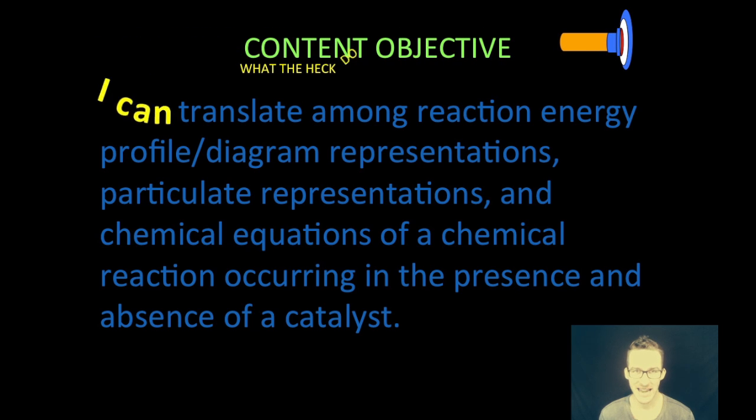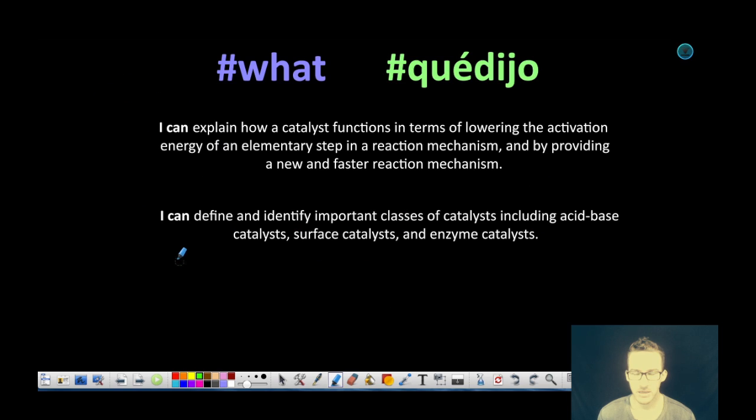It is Mr. Boylan, and today we are going to translate among reaction energy profile diagram representations, particulate representations, and chemical equations of a chemical reaction occurring in the presence and absence of a catalyst. So basically, we are going to explain how a catalyst functions in terms of lowering the activation energy of the elementary step in a reaction, and by providing a new and faster reaction mechanism. And two, we're going to define and identify important classes of catalysts, including acid-base catalysts, surface catalysts, and enzyme catalysts.